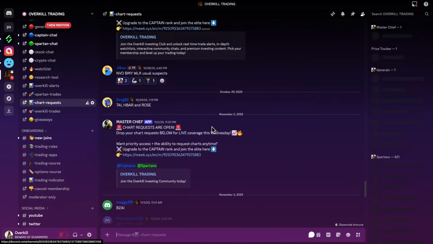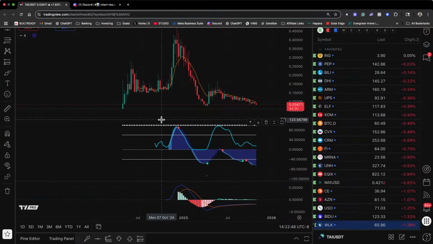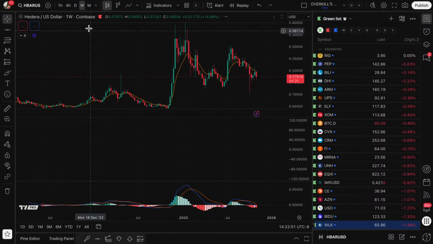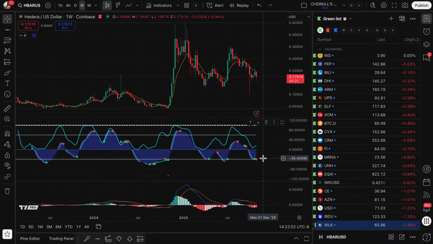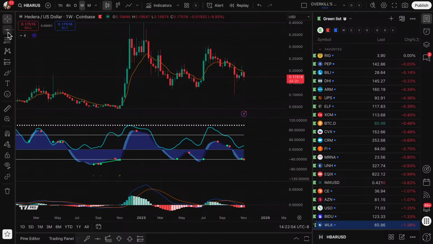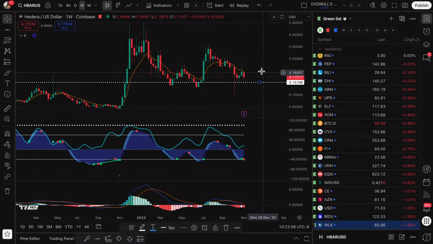What else we got? H-bar. So H-bar has a red weekly here. So I'm watching 15 cents on H-bar like a hawk. I would set a stop loss on H-bar at 15 cents if you took that weekly entry.